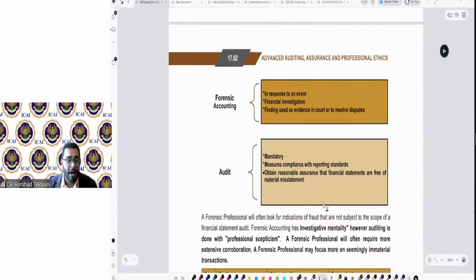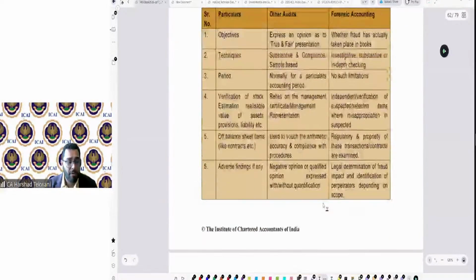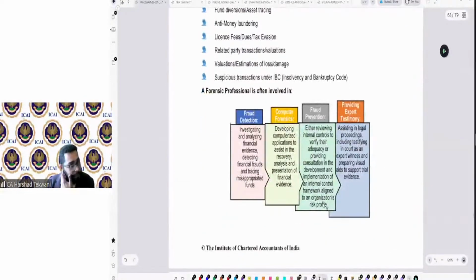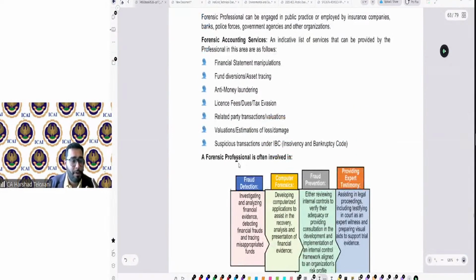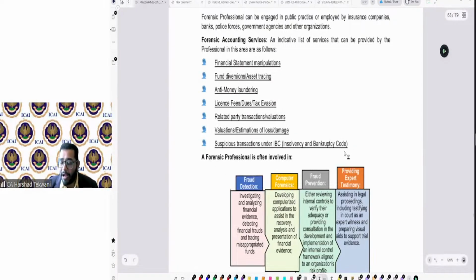Generally, I'll give you some examples with respect to forensic accounting: financial statement manipulation, fund diversion, asset tracing, anti-money laundering, license fee dues, tax evasion, related party transactions, valuations or estimation of loss or damage, suspicious transactions under insolvency or bankruptcy. These are the areas where forensic accounting is used.